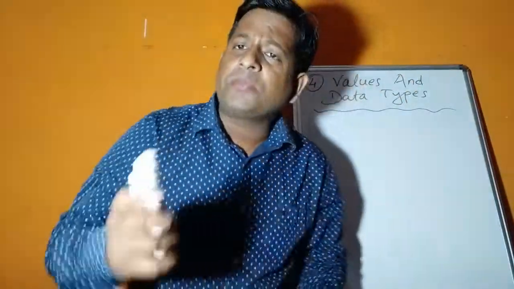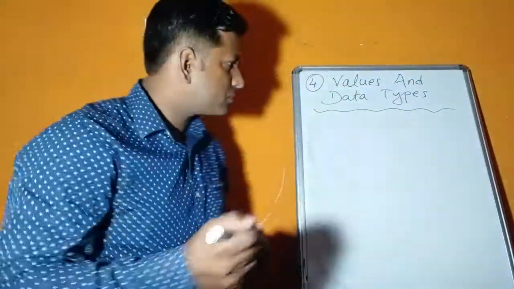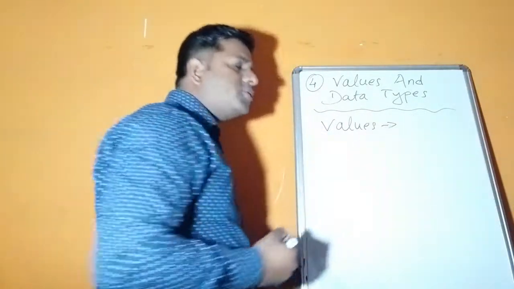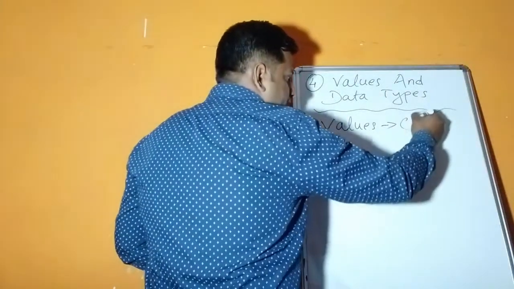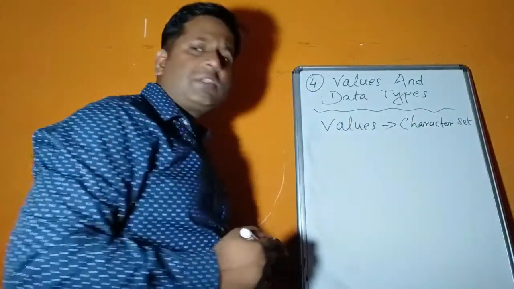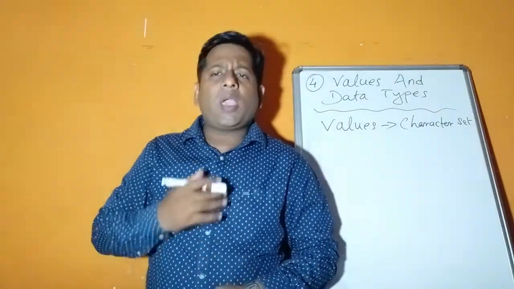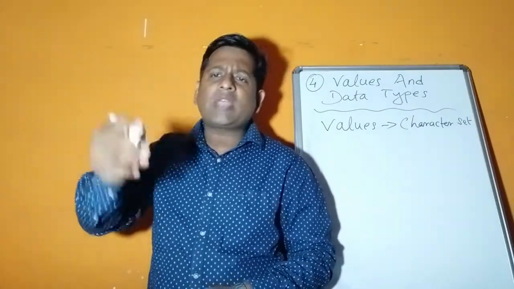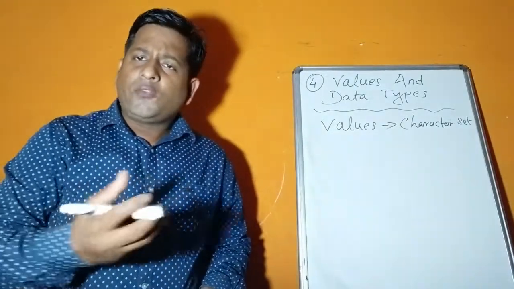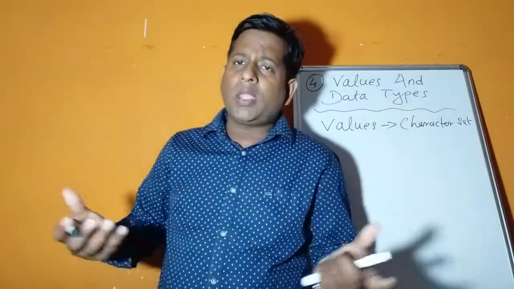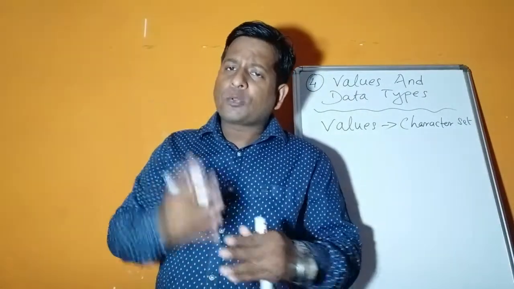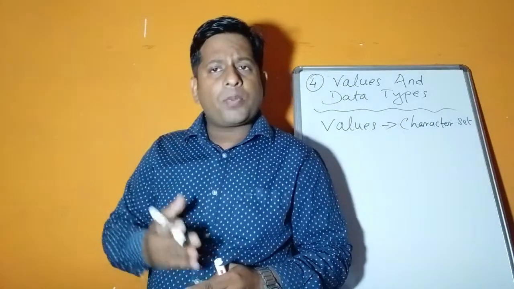So children, first let me tell you what is values. See here, values means character set. Actually, for human beings, we have different types of values and we use that in our computer. Sometimes we use alphabets, symbols, different sorts of characters, maybe Hindi, English, Bengali, different languages we use. So our computer processes that and displays the proper output.